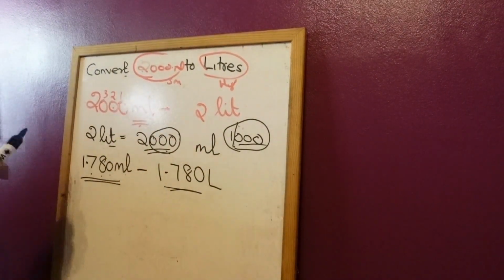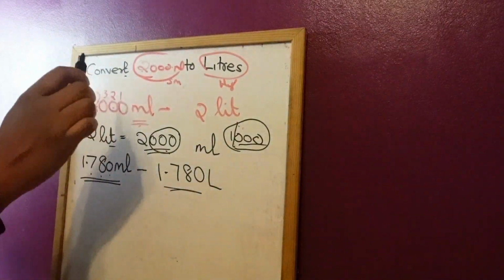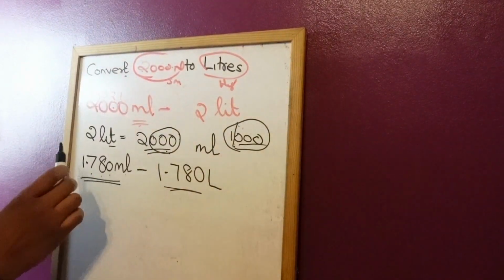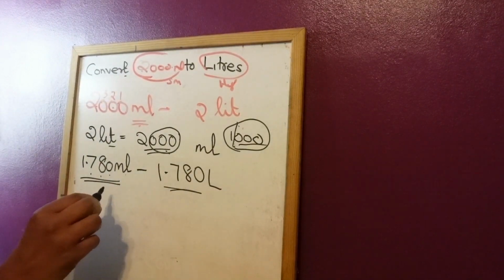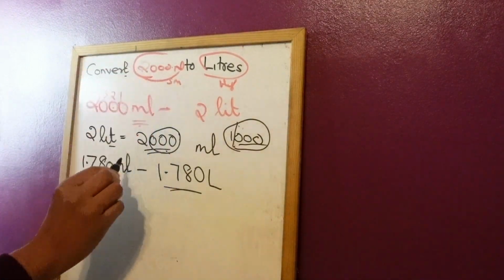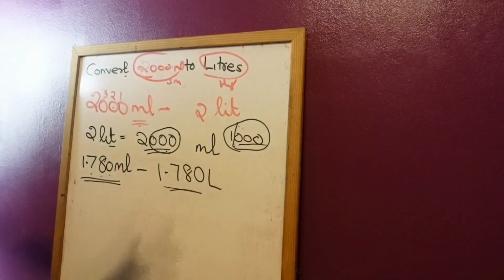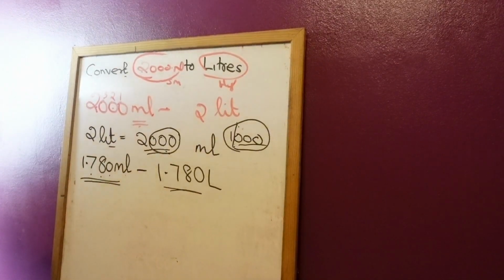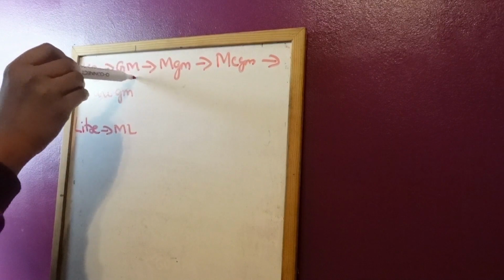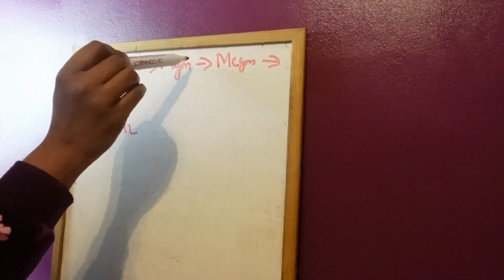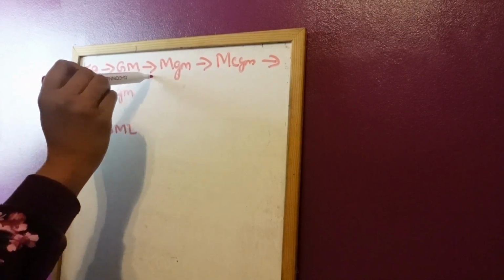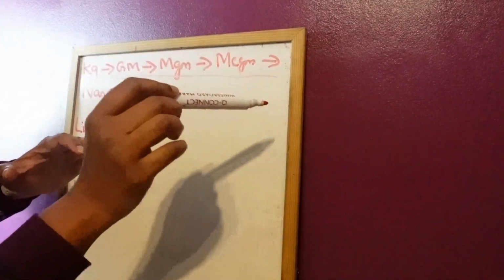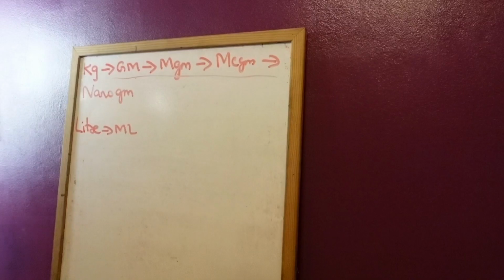So the same way you can calculate all the questions. It's a very easy way. Maybe if you forget the other formula, you can just use this way. I hope you understand. You all know kilo to gram, gram to milligram, milligram to microgram, microgram to nanogram. So going downward. Don't forget that.